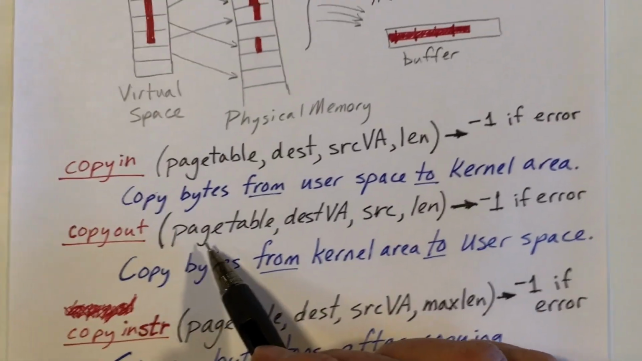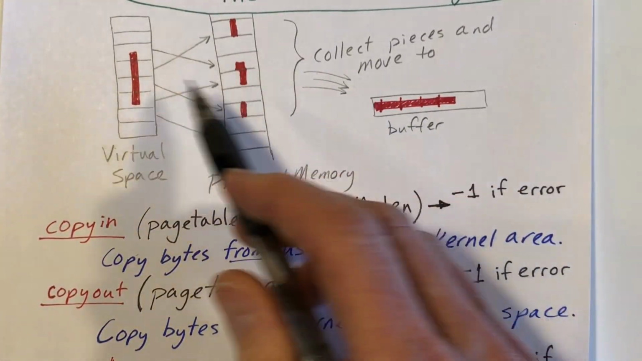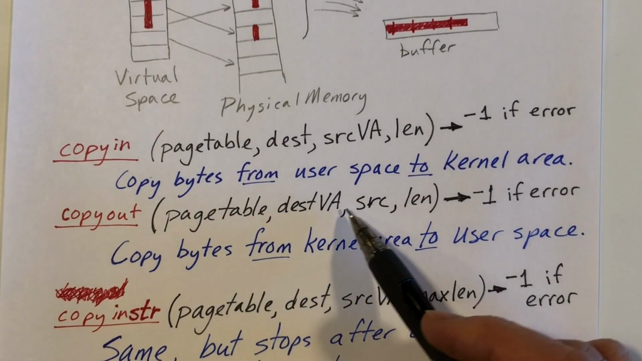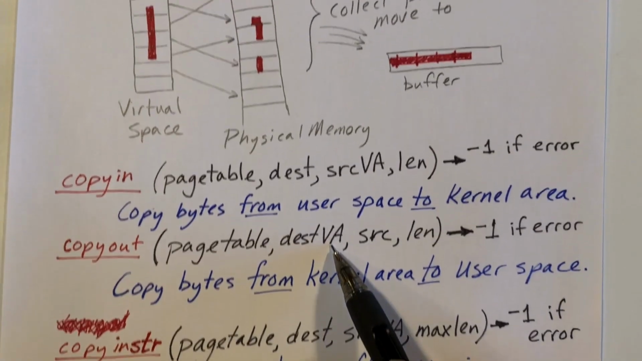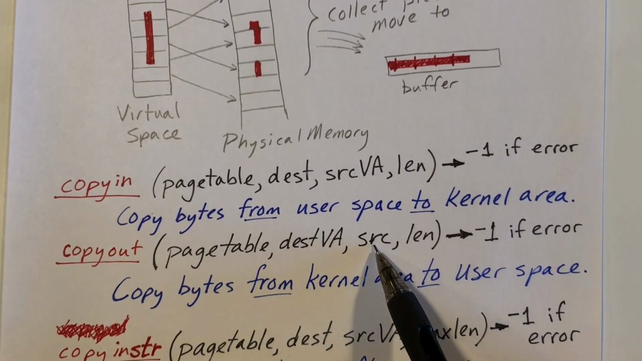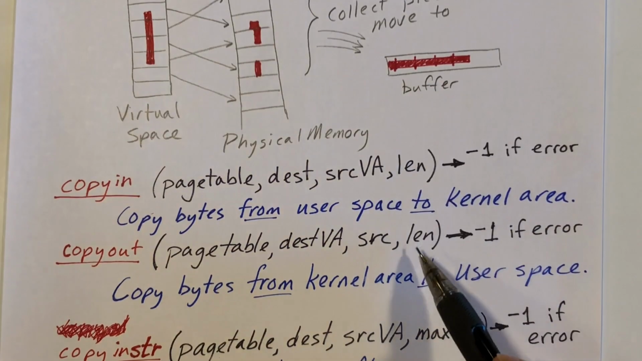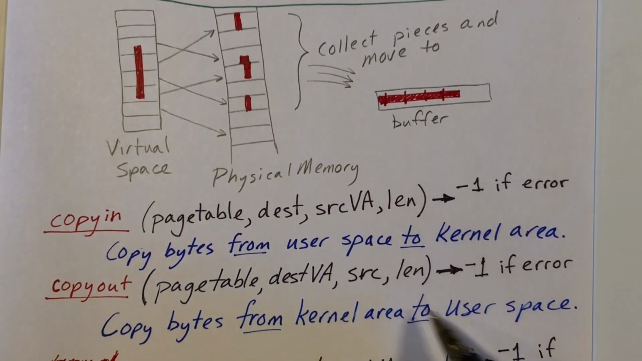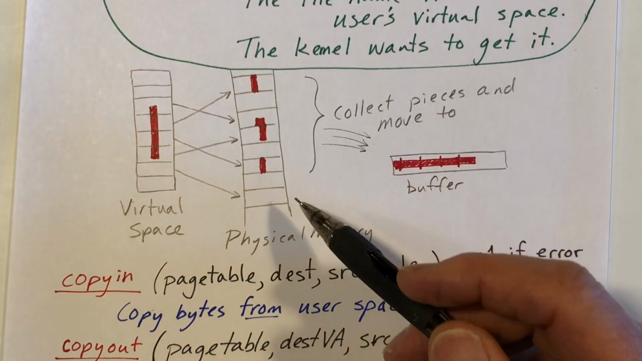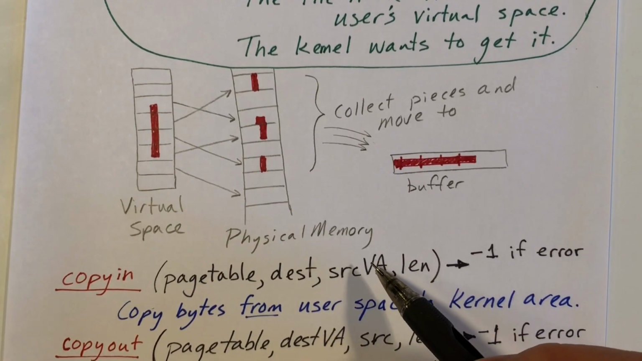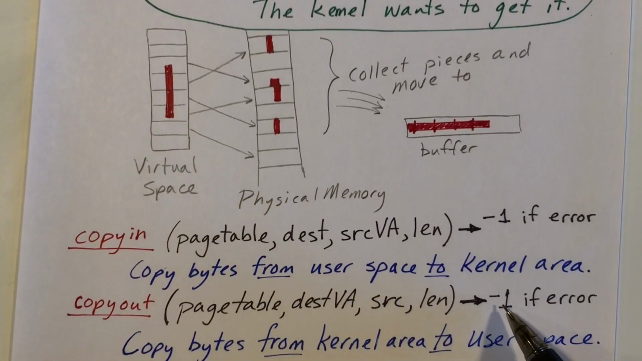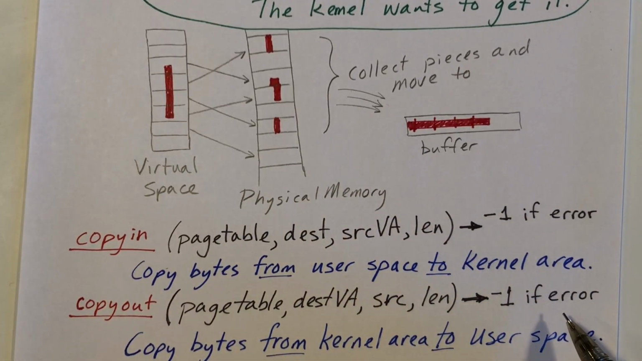Copyout is the reverse. It's used to move data from this buffer back into the virtual address space. It's passed a page table and the virtual address where the data is supposed to be placed, as well as a pointer to the source, that is the buffer, and the number of bytes. It copies bytes from the kernel area back to the user's virtual address space. If anything goes wrong, for example, the virtual address is not valid, then this function will return a -1 if there's an error, or 0 if it's all okay.